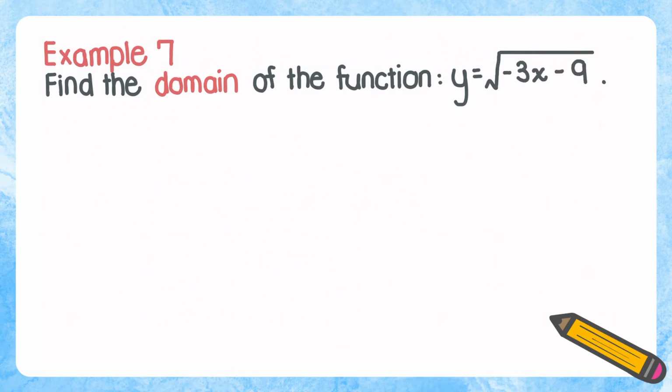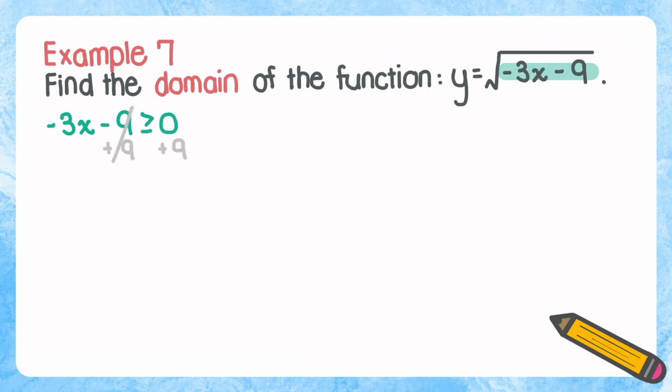Next, let's find the domain of the function y equals the square root of negative 3x minus 9. So notice here we have a square root. So we have to make sure the radicand, so the negative 3x minus 9, is not negative. So we have to make sure that negative 3x minus 9 is greater than or equal to 0. And let's solve for x.